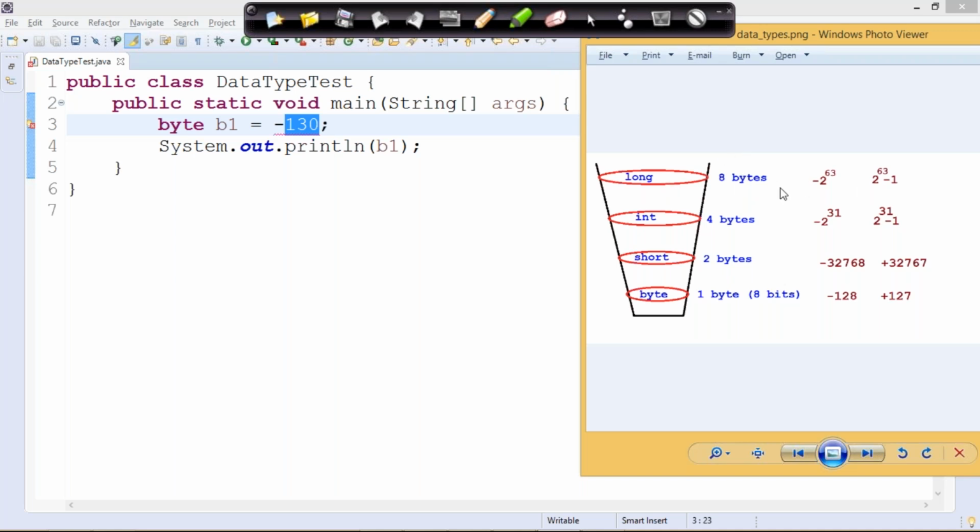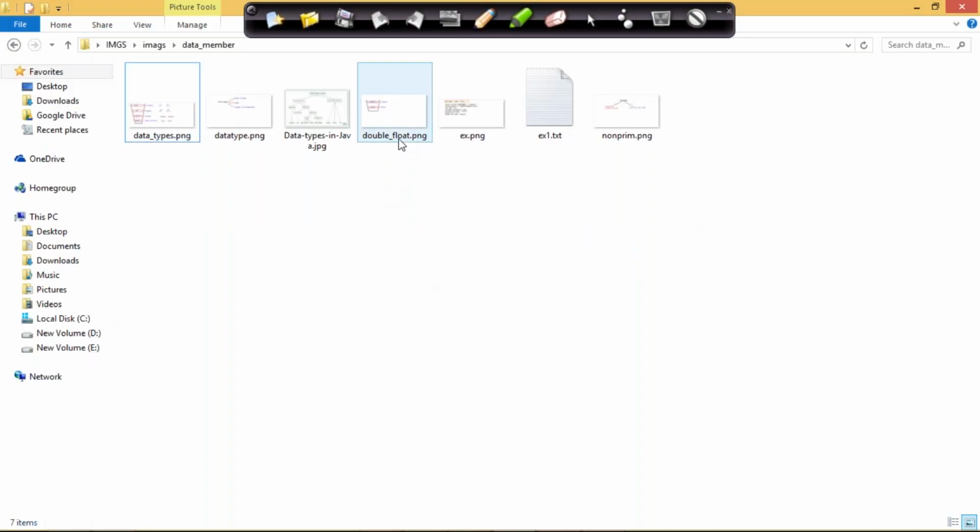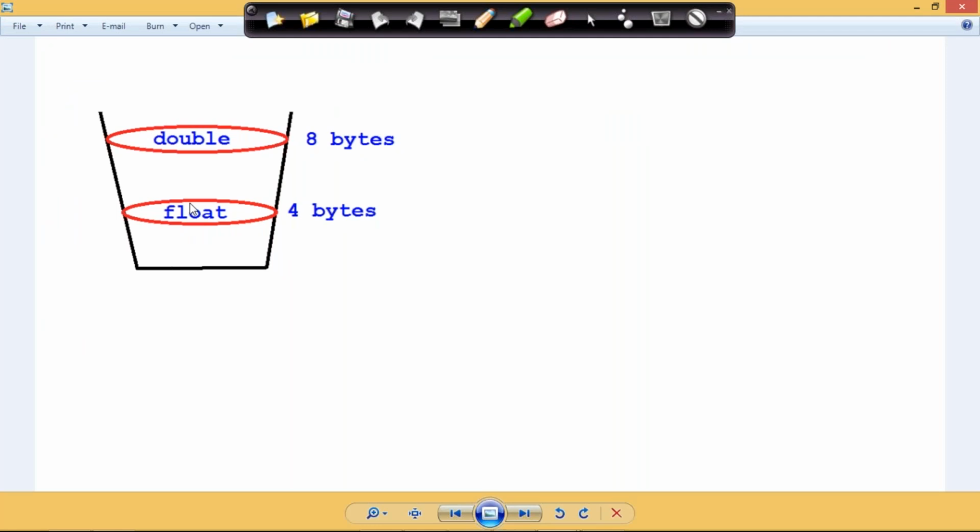So what is the range of data that you can store in the long? Minus 2 to the power of 63 to plus 2 to the power of 63 minus 1. This is the range of data that you can store in case of long. That's why any bigger data that you want to store, we should use long. But remember, all these are going to store only integer values, but not floating values. If you want to store floating data, then you should use float. We have float, which has 4 bytes. The bigger one is double, which has the capacity of 8 bytes.